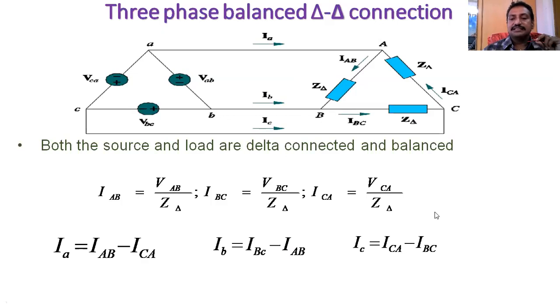Similarly, what about IC? IC is entering and IBC is entering, while ICA is leaving. Therefore, IC plus IBC is equal to ICA, so IC is equal to ICA minus IBC. This is about the line currents. So this is the analysis of the delta connection in the case of the three-phase balanced system. Next, we'll come back.